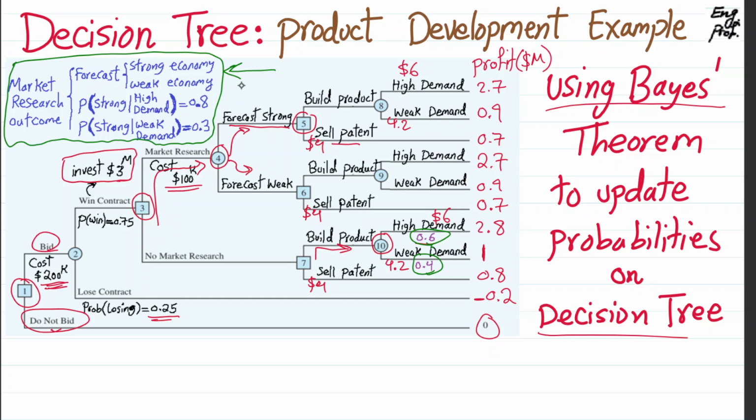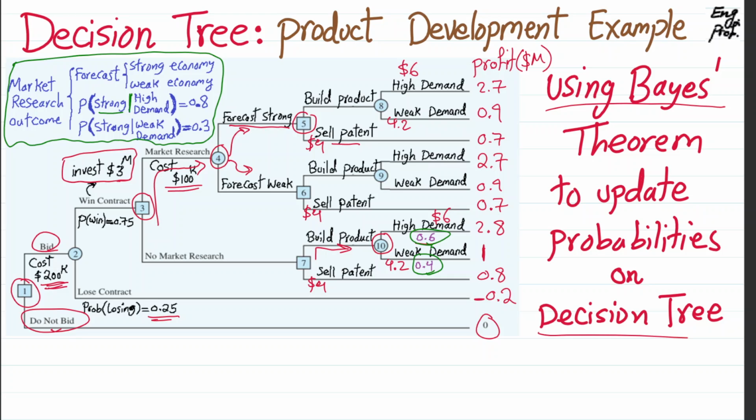And also, market research is telling us that the probability of forecasting strong given that the demand is actually high is 0.8, and the probability of forecasting strong given that the demand is weak is 0.3. So this is the information that comes with the market research. So let's use it.